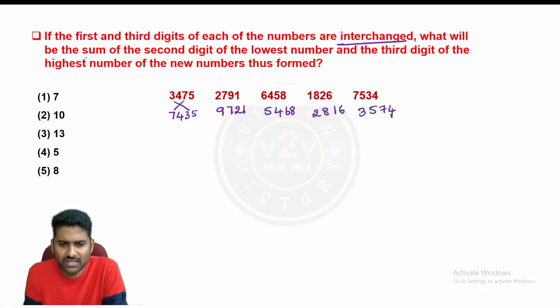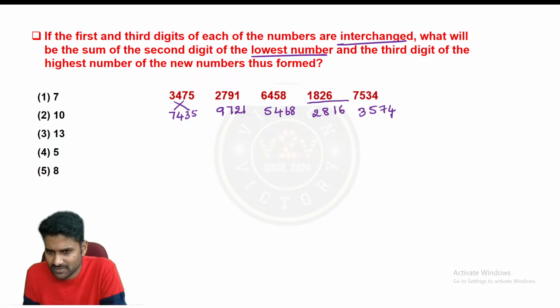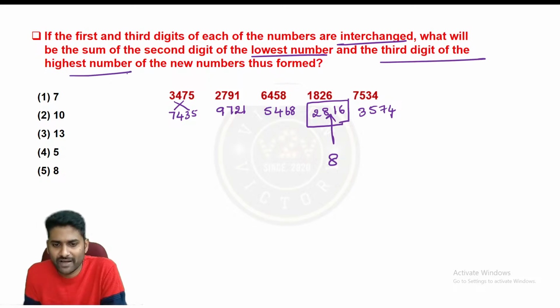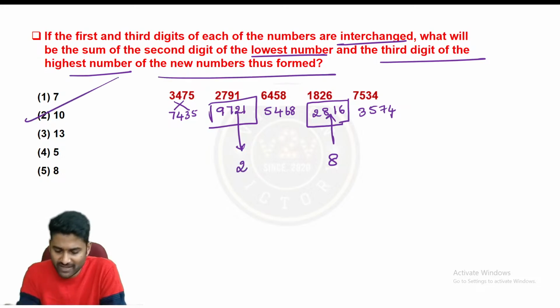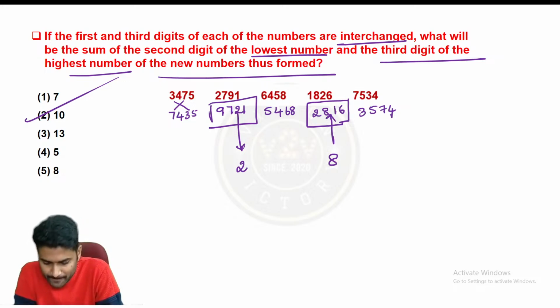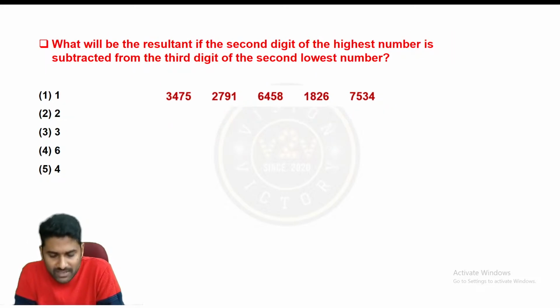Now the question here: sum of the second digit of the lowest number. What is the lowest number out of all these numbers? This is the lowest number, so you have to consider the second digit, and the third digit of the highest number. So what is the highest number? 9721. So you have to consider the third digit. Now you have to identify the sum of these values. What is the sum? It is 10. Next.